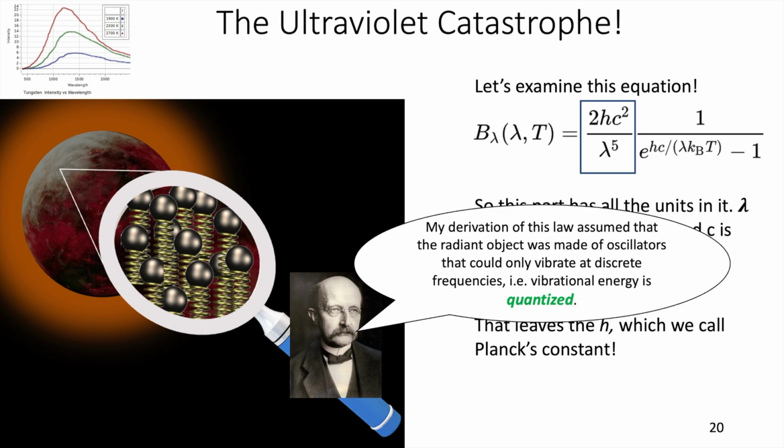Planck quantized energy. So more specifically, Planck's derivation of this law assumed that the radiant object was made of oscillators that could only vibrate at discrete frequencies, i.e. vibrational energy is quantized. So the harmonic oscillators that make up this mass that's getting heated up, there are certain frequencies that they can vibrate at, and that's it, right? So if you're at the lowest vibrational frequency it can do, and you want to go one up, and you go up to that one, there's nothing in between. You can't get that to vibrate at a different frequency than the allowed frequencies.